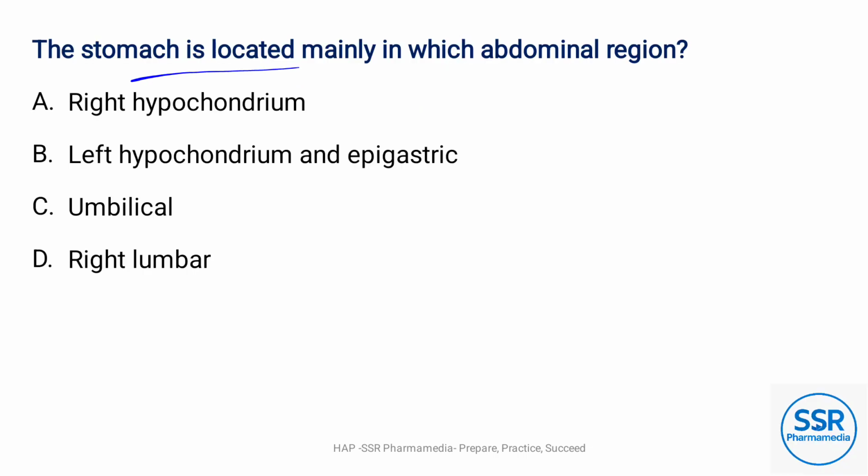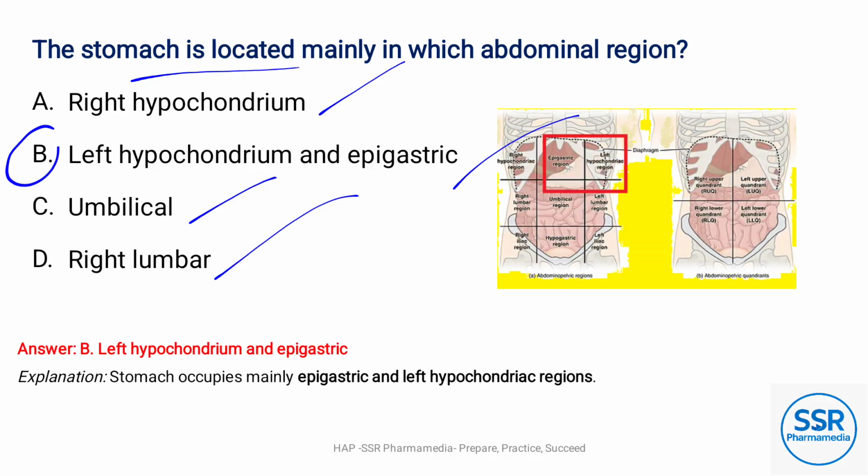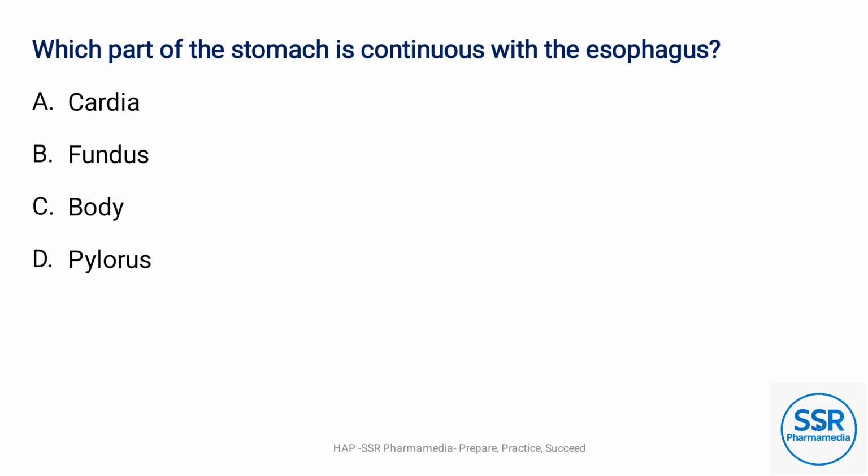The stomach is located mainly in which abdominal region? Option A, right hypochondrium. Option B, left hypochondrium and epigastric. Option C, umbilical. Option D, right lumbar. The answer is option B, left hypochondrium and epigastric region. The stomach occupies mainly the epigastric and left hypochondriac region. This is the left hypochondriac region.